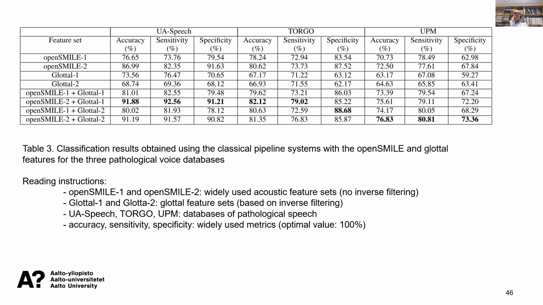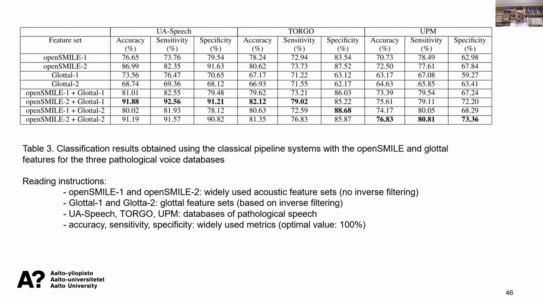My apologies that this is a very big table, but let's try to see the forest for the trees. What is shown in this table are these 3 dimensions which we have studied. So we have 3 databases which are given here: UA speech, Togo, and UPM database. So these 2 databases are on dysarthria, this is on dysphonia. And then we have metrics: accuracy, sensitivity, specificity. It's very easy to understand that if those numbers were 100% in all of them, then we would have a perfect system. So the closer to 100 these metrics are, the better the system.